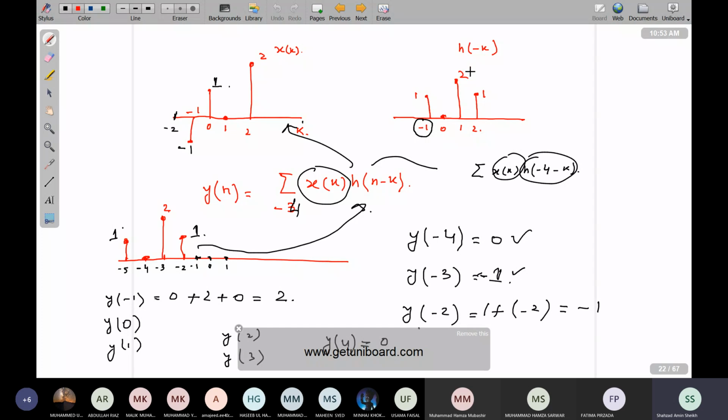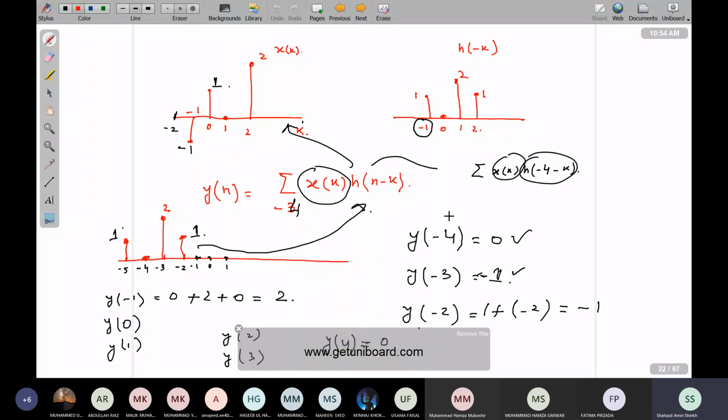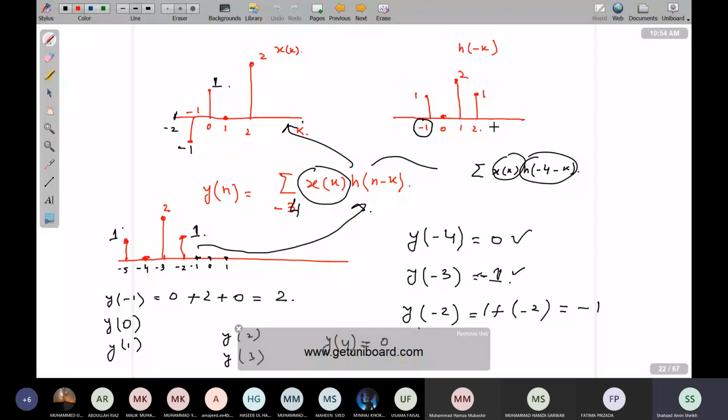And h of minus k, because initially I have to take, to get h of n minus k, I will be taking h of minus k. So h of minus k is what? H of minus k is flipped around 0. So this was my h of k. So h of minus k will be flipped. जो -2 पे चीज पड़ी हुई थी वो 2 पे चली गई है, जो -1 पे थी वो 1 पे आ गई है, और जो 1 पे थी वो -1 पे आ गई, जो 0 पे थी वो 0 पे ही रही.